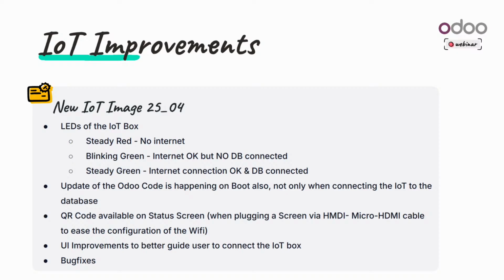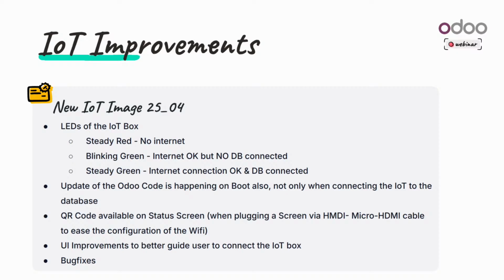The update of the Odoo code is going to happen on the boot as well, and not only when you connect the IoT to the database. That's a bit more technical. And we have a QR code available on the status screen. Can you tell us a bit more about that?